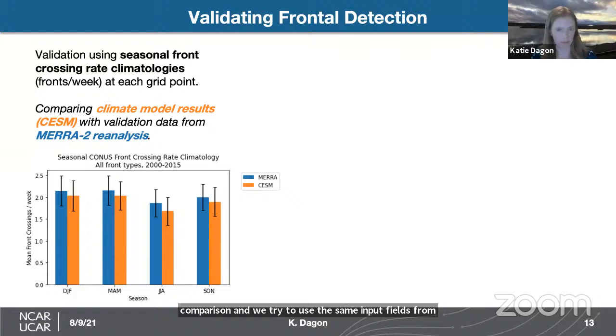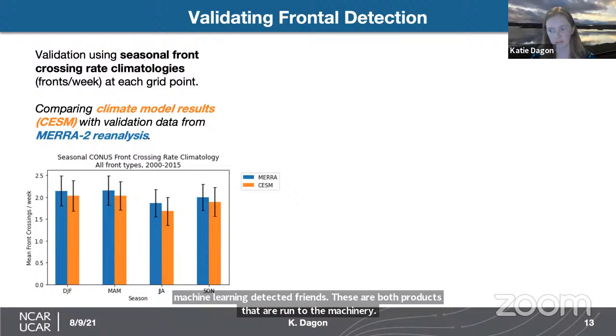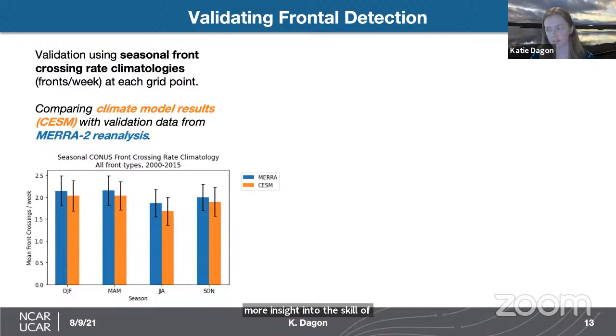The difference here is that they're both run through the front detection algorithm. So unlike the previous comparison, where we had ground truth observations versus the climate model's machine learning detected fronts, these are both products that are run through the machine learning algorithm, but it can still give us more insight into the skill of the front detection. And it's really a more feasible alternative than having to hand label fronts in CESM itself.